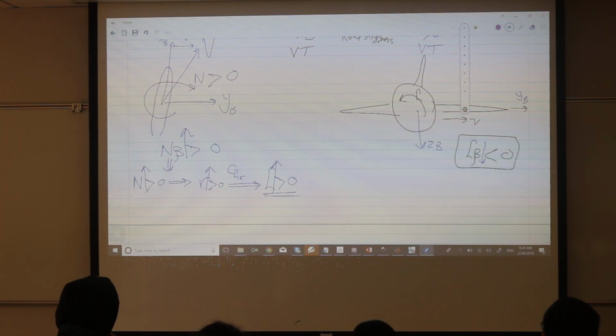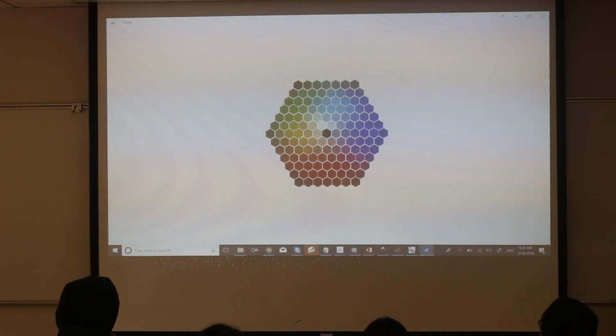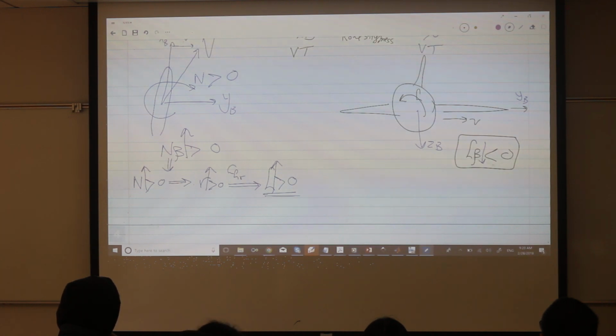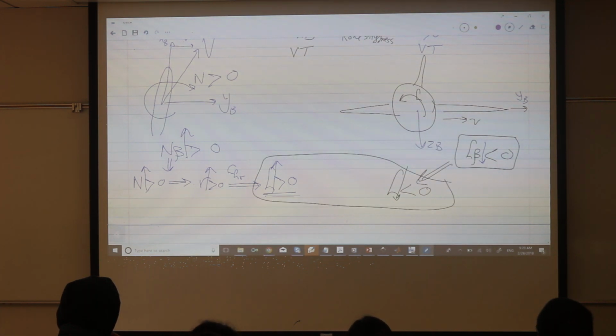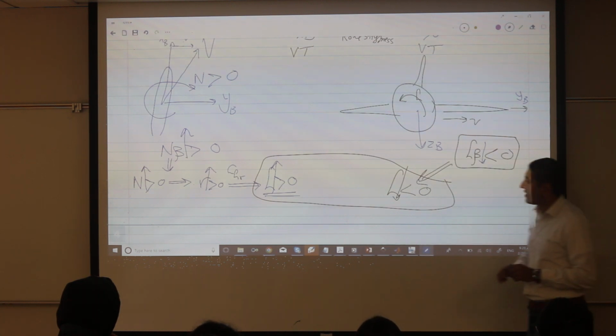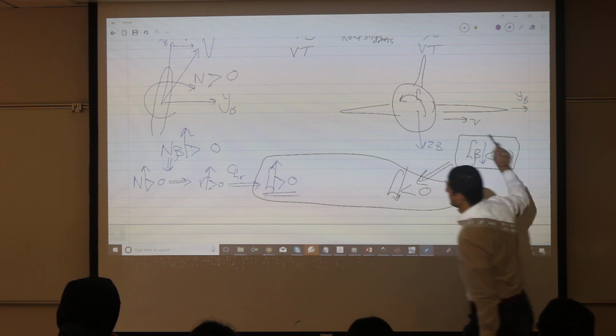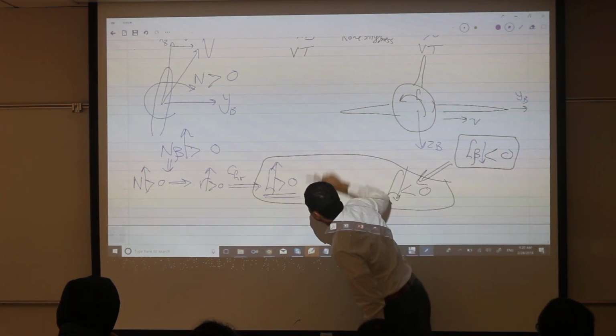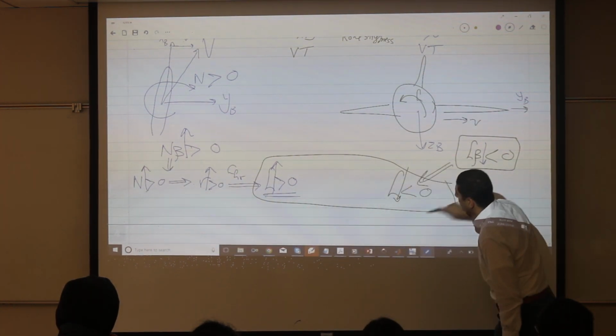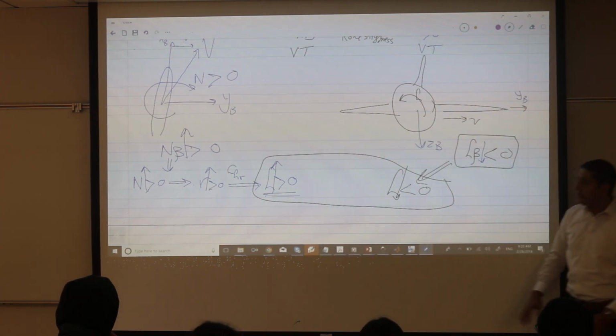Over there, because of this L beta negative, I will have a negative rolling moment to the left. This is what we discussed, dihedral. But because this is small, this is also small. Now I have two competing actions. If this guy, because N beta is much larger and L beta is smaller, the rolling here will be larger than the rolling here. So let's recap.